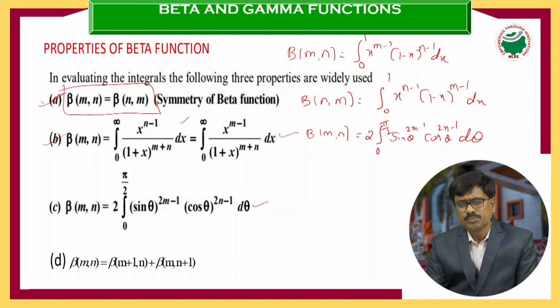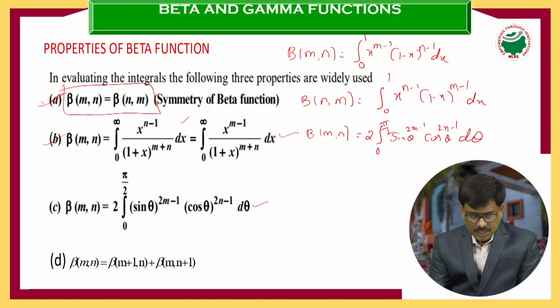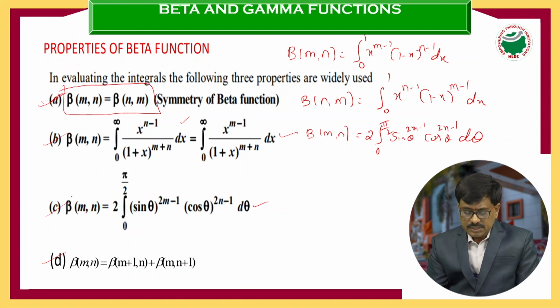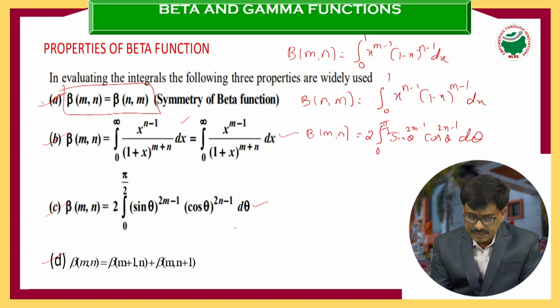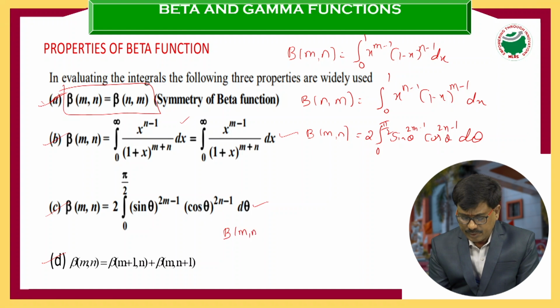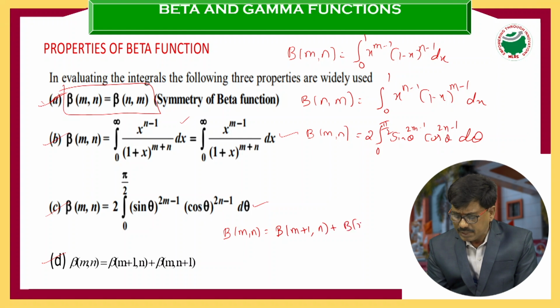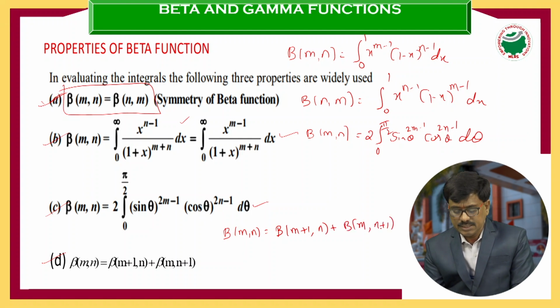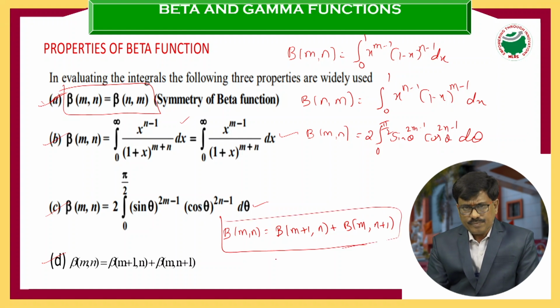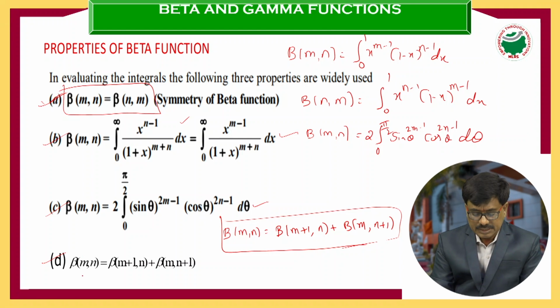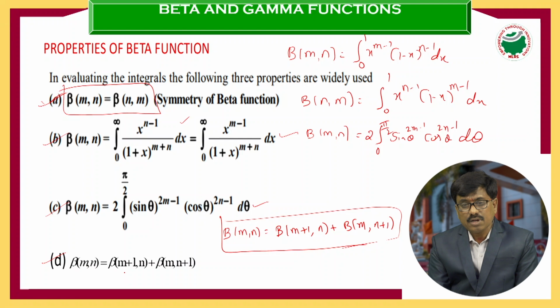I already told you the symmetric property, we can interchange the m and n values. Let us go with the fourth property. I can add some values: beta of m comma n equal to beta of m plus 1 comma n plus beta of m comma n plus 1. What I did in this property is give one unit to the first term as well as the second term. When we add both values, the resultant value becomes beta of m comma n. So the fourth property is beta of m comma n equal to beta of m plus 1 comma n plus beta of m comma n plus 1.